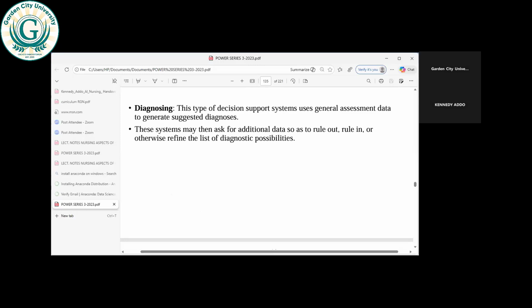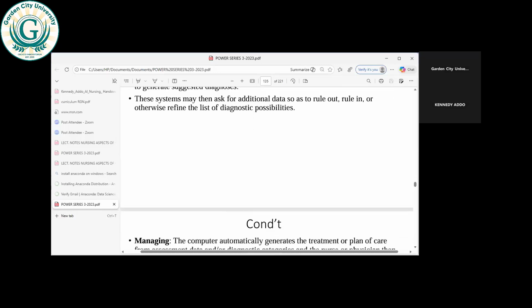This type of decision support uses general assessment data to generate suggested diagnoses. The system may then ask for additional data so as to rule out, rule in, or otherwise refine the list of diagnostic possibilities. The system comes with so many diagnoses of medical conditions, and if clinicians encounter complex medical diagnoses that may seem unrelated, this system can suggest some of these diagnoses that may match up with the required prescription, right? And that is how diagnosing also works.